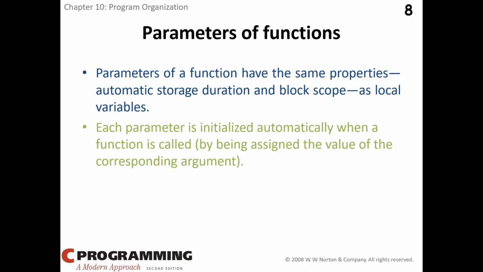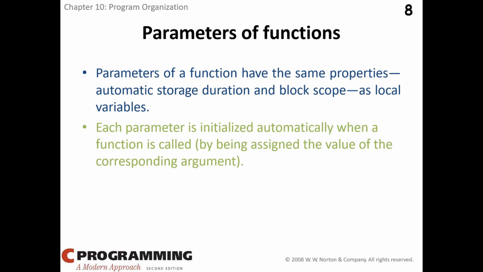Now let's explore the parameters of a function in C programming. Parameters of a function share similar properties with local variables. They also have automatic storage duration and block scope. This means that, like local variables, parameters are created and destroyed automatically when the function is called and finishes executing, and they're only visible within the function in which they're declared.